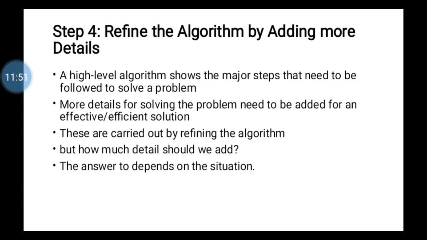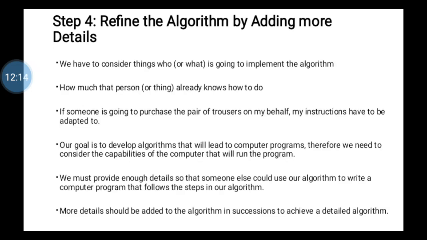Now, a high level algorithm shows the major steps that need to be followed to solve a problem. More details for solving the problem need to be added for an effective and efficient solution. These are carried out by refining the algorithm. But how much detail do we have? That's the question. The answer depends on the situation, whereby we have to consider who or what is going to implement the algorithm. All of those will define how we refine the algorithm.